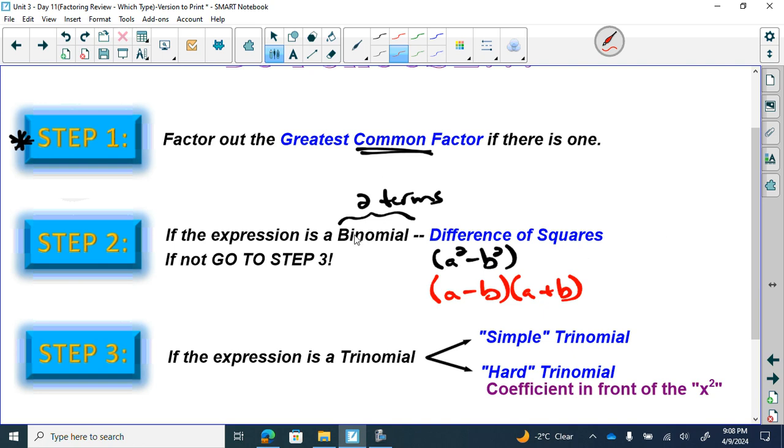If there is no common factor and it has 3 terms, it can't be the difference of squares. If it's a trinomial, 3 terms, then we look at either a simple trinomial or a hard trinomial. For a simple trinomial, there will be a 1 in front of the x squared. For a hard trinomial, there will be some other coefficient other than 1, such as 2, 3, 4, 5, and so on, in front of the x squared.